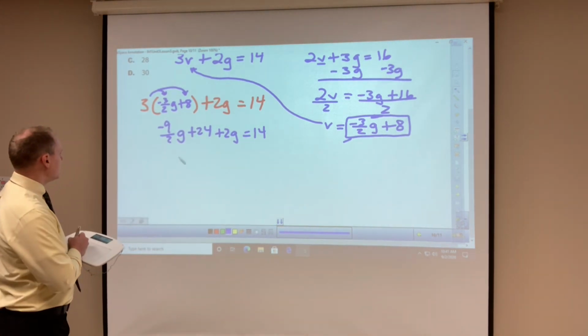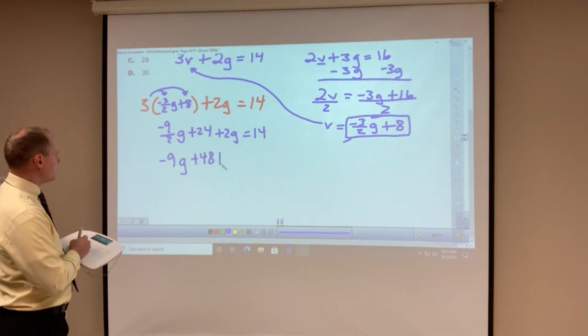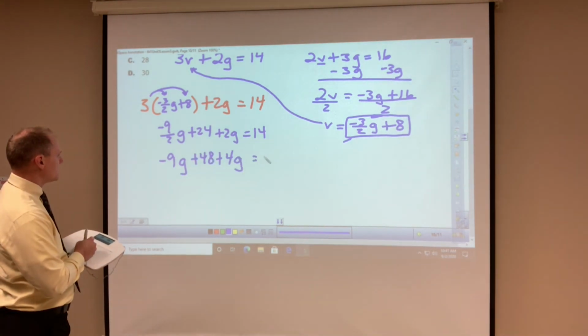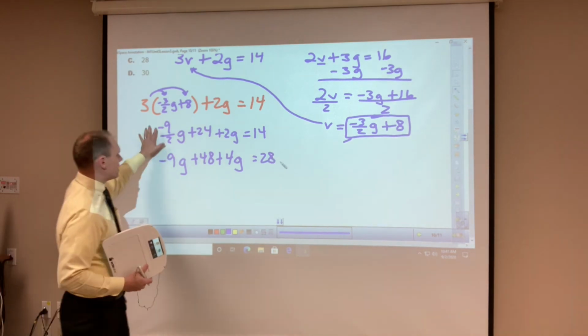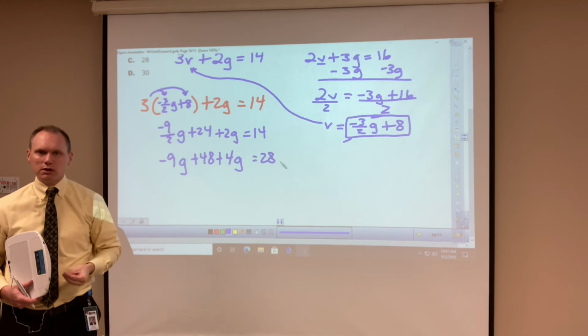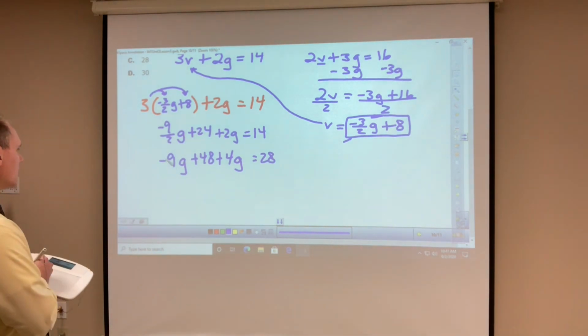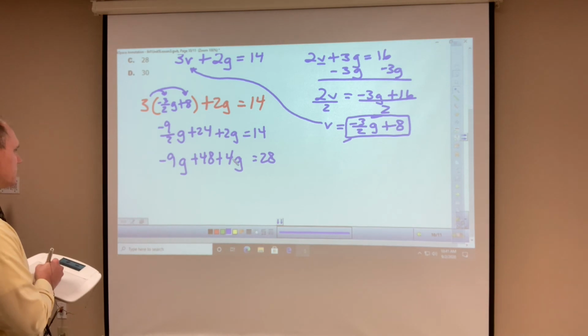So that's going to be negative 9G plus 48 plus 4G equals 28. So we multiplied everything by 2 to reduce our fraction here so that we can actually solve it a little bit easier in our heads. So now we're just combining negative 9G and 4G, which is negative 5G plus 48 equals 28.